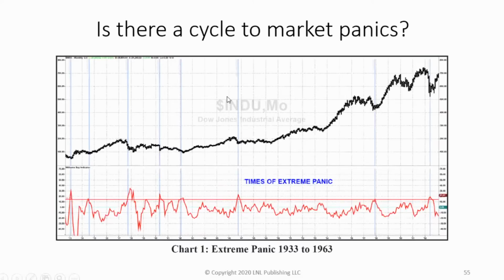And then my question is, are there cycles to market panics? This would be a huge one if we knew that the public got emotional panic every X time frame. So I've marked off for everybody to see all the buy signals from my panic indicator going back to the 1930s. Is this an indicator that you publish, or is this proprietary? It's proprietary.